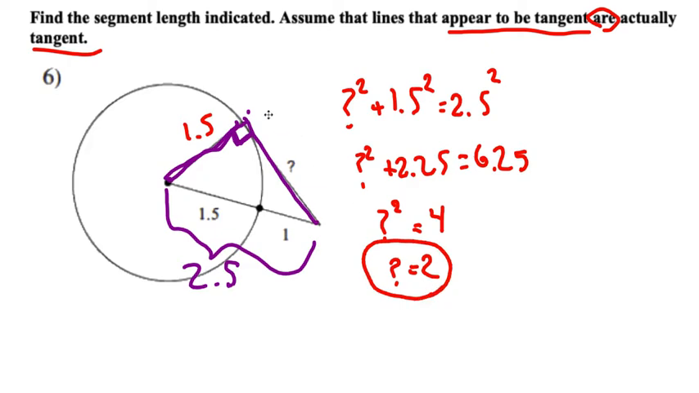So what did we do? We know that things that appear to be tangent are, and don't forget, radii are congruent to themselves. That is, if this is 1.5 here, that means this is 1.5 also. And now we've got enough information about this right triangle to use the Pythagorean theorem.